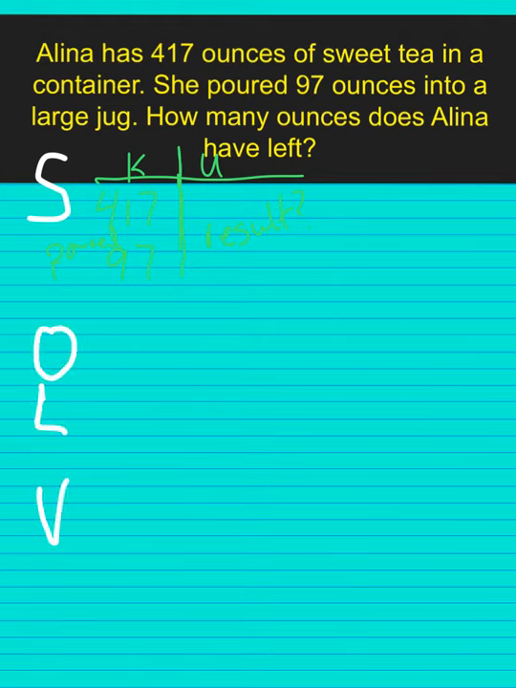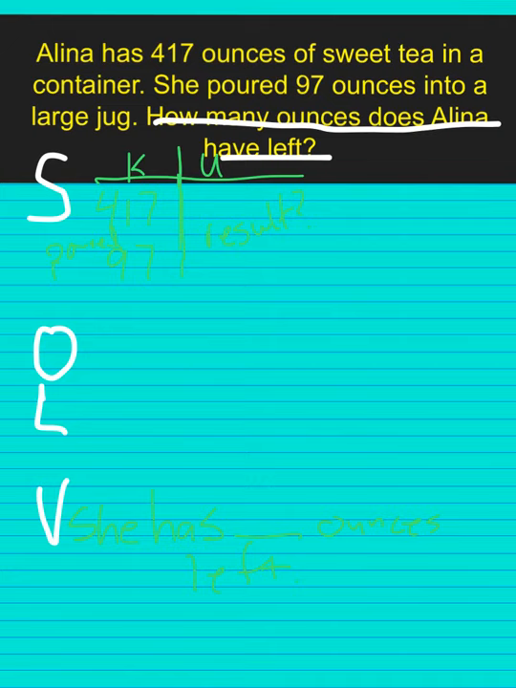Alright, so let's take a look at our question. How many ounces does Alina have left? We're going to turn that into a solution statement, something we can verify. What we're looking for is she has unknown ounces left. Again, we're talking about Alina, how many ounces she has left. Again, our verify statement just helps us stay on track. We know that we're looking for how many ounces were left.